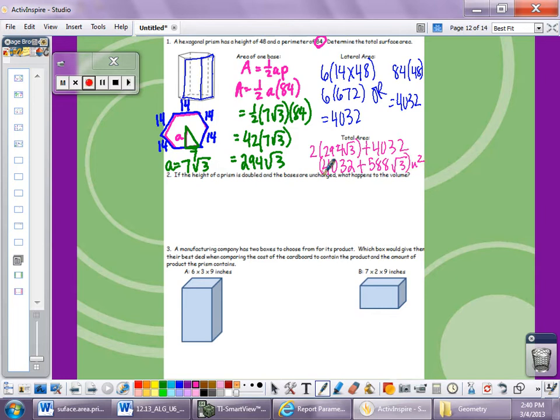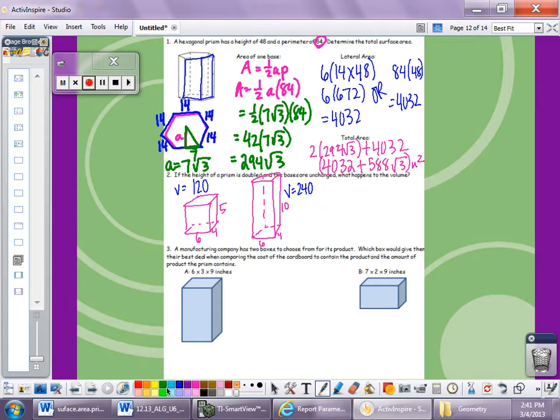Next one says if the height of a prism is doubled and the bases are unchanged, what happens to the volume? You could do a prism 6, 4, and 5, and then double the height like this, and do 6, 4, and this is 10. If I were doing this, this volume is equal to 120, and this volume is equal to 240. So I see right now that the volume has been doubled.